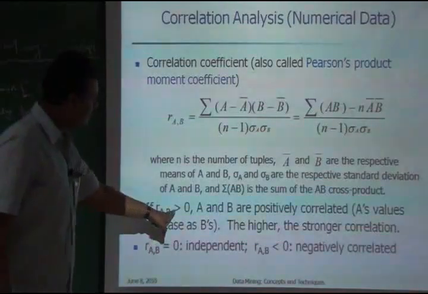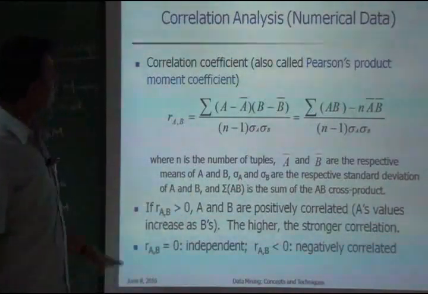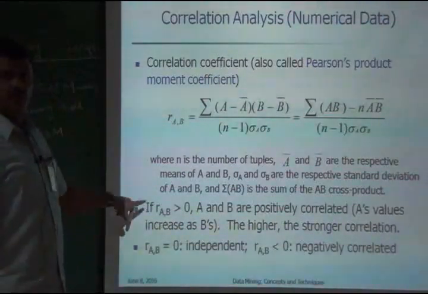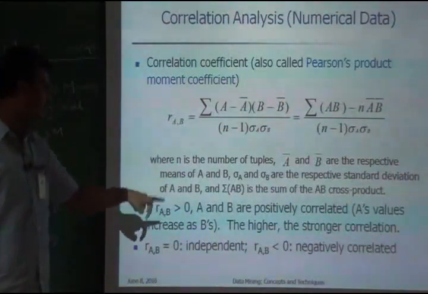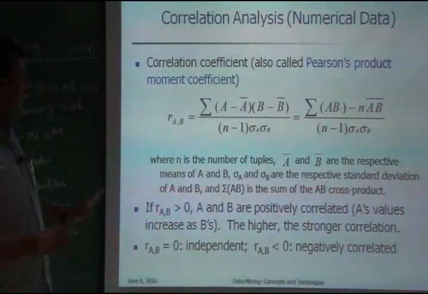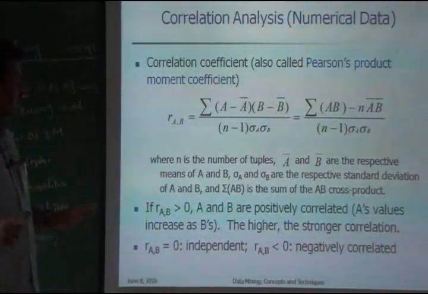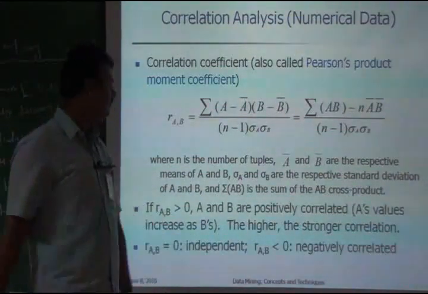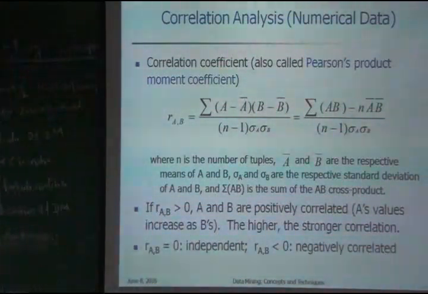If R A comma B is greater than 0, A and B are positively correlated, that is, A's value increases as B's value increases. If R A comma B is less than 0, it is negatively correlated. If R A comma B is equal to 0, then A and B are independent. This is the correlation analysis.